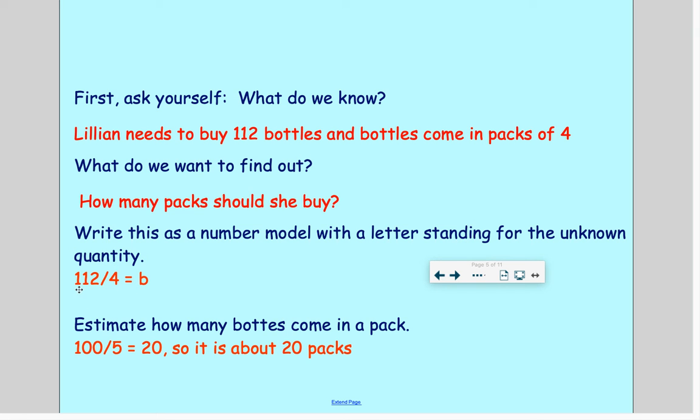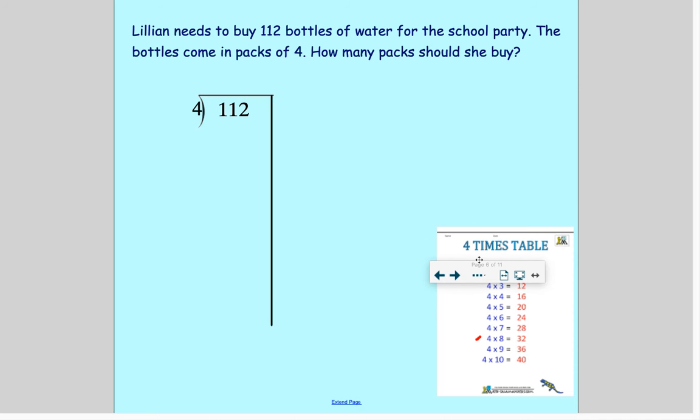Estimate: we could estimate 112 to 100 and divide it by 5, and 100 divided by 5 you get 20. So it's about 20 packs is our estimate. Now, let's try and do this problem, okay?